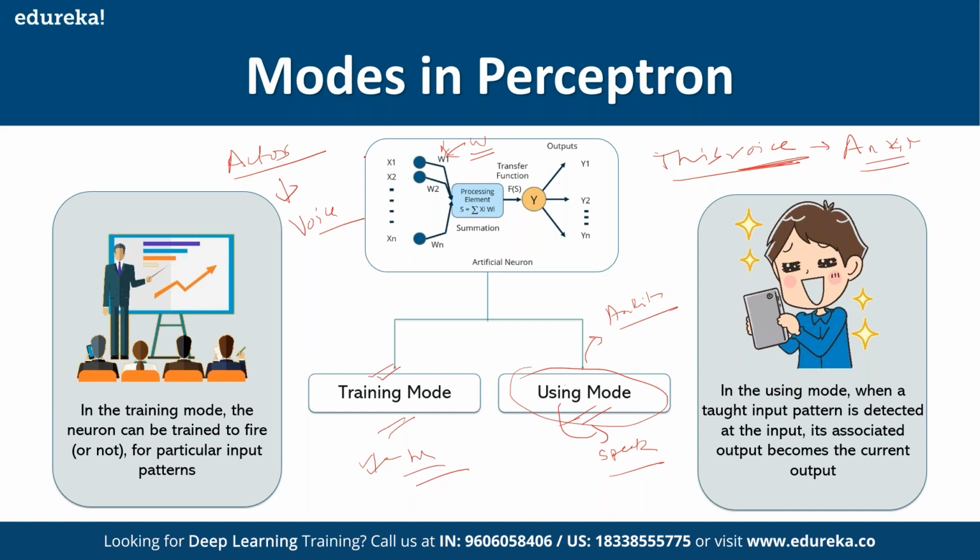Similarly, our parents are trained. So when they see modulation in our voices, they understand what emotions you are going through. Are you tensed? Are you feeling worried? Are you happy? So that is the training mode, and the other is using mode.